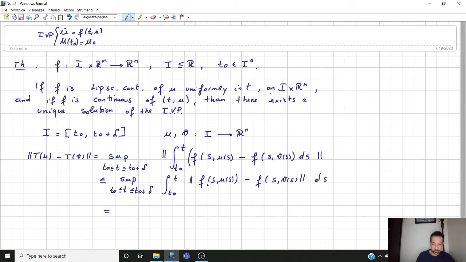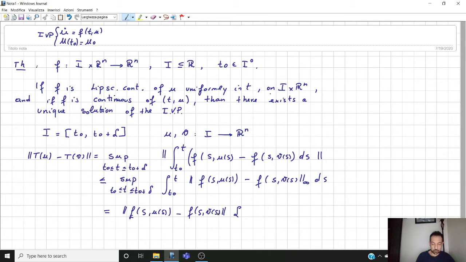Well, since this is the infinite norm, that doesn't depend anymore on the variable s that goes from t0 to t, so we can take this outside the integral. Then the sup from t0 to t of ds is at t0 plus delta, so we can write this as the norm of f of s, u s minus f of s, v s, here we have the sup norm, times, if we go from t0 to t0 plus delta, then the integral is going to be just delta.